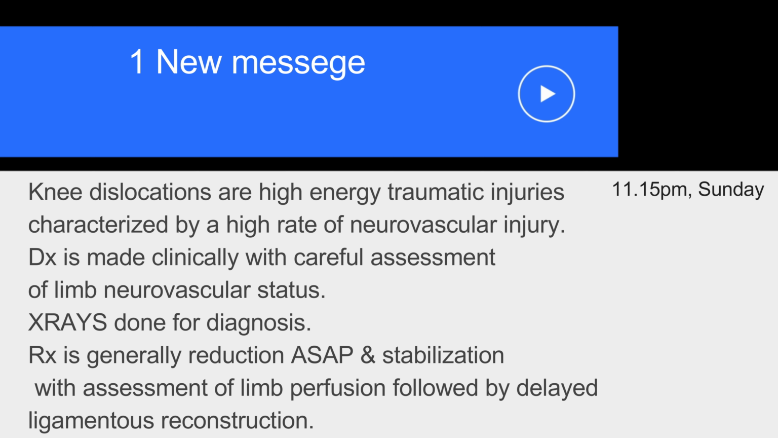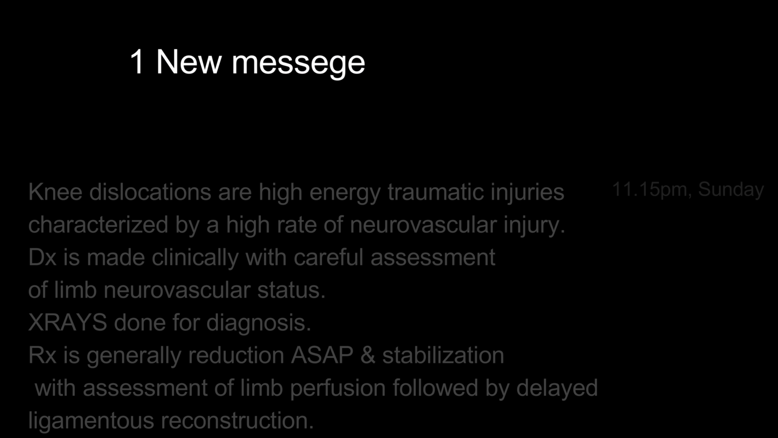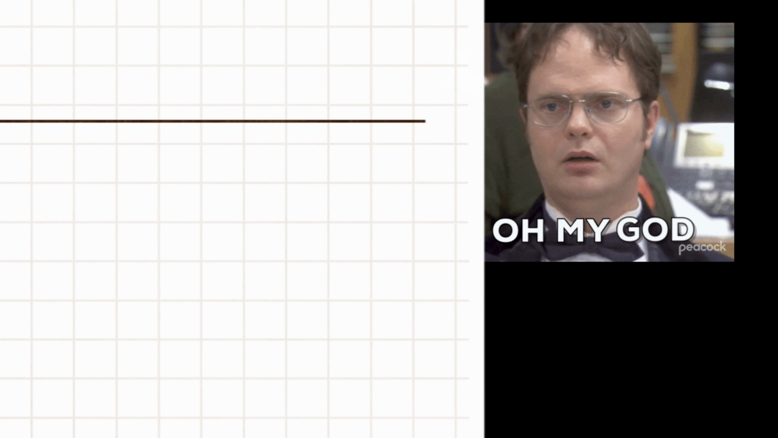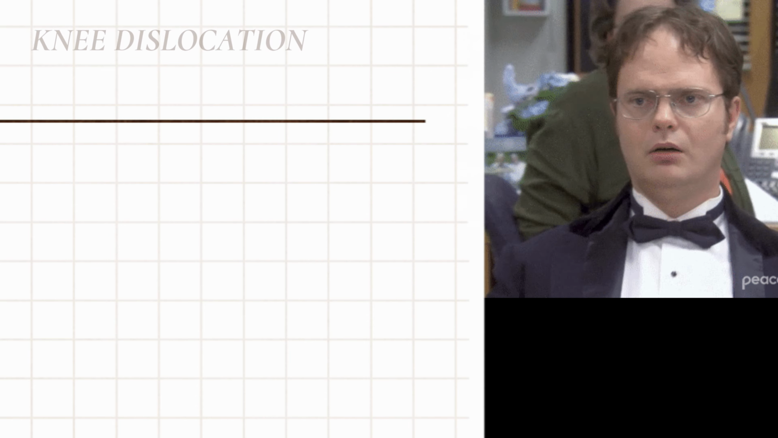X-rays are done for the diagnosis of the knee dislocation, and treatment includes an urgent reduction and stabilization with assessment of limb perfusion followed by delayed ligamentous reconstruction. It is seen that around 50% of the knee dislocations spontaneously reduce before their arrival to the ER.